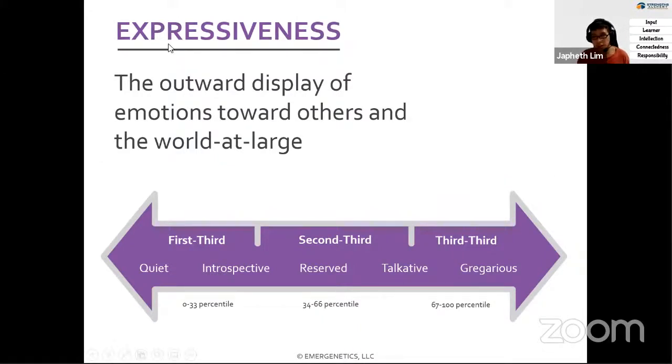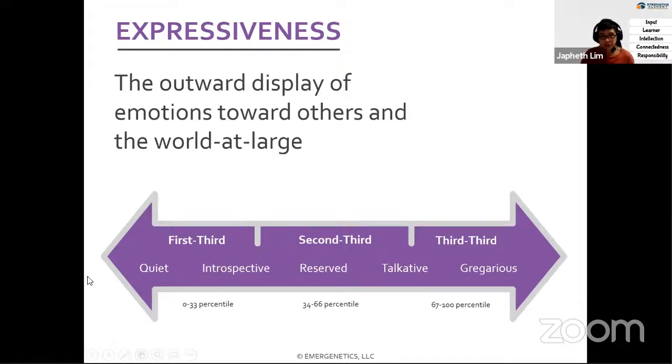All three of them, the first one is expressiveness. It is defined as the outward display of emotions towards others and the world at large. In Emergenetics, we don't use terms like low and high; we use terms like first third, second third, and third third. Somebody in the third third tends to be very gregarious. We have Ethan here, right? From very far, you'll hear him say hi, Sure, where are you coming from. He's not afraid of expressing his emotions publicly, and it can be very loud because there's a lot of energy, very animated.